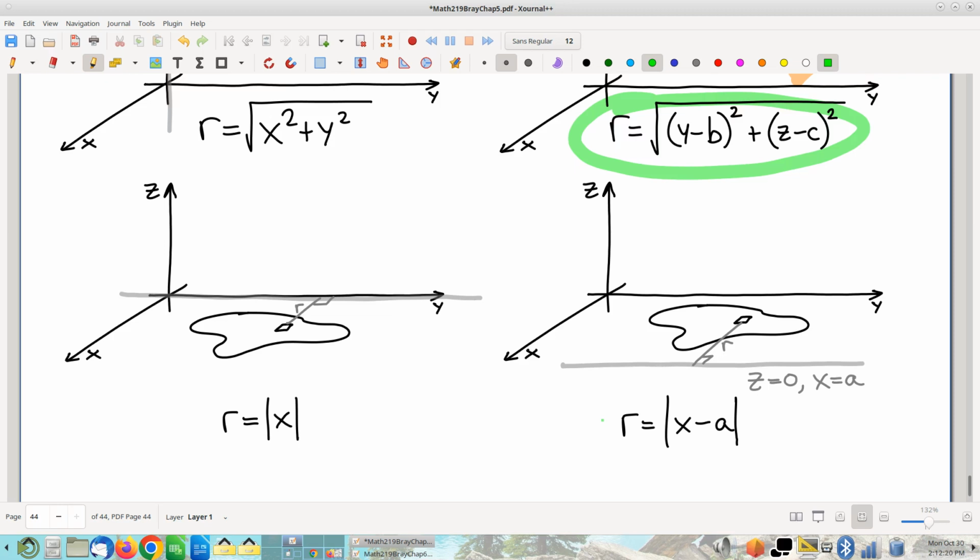Could you just explain where the x minus a comes from? Yeah, sure. Right. So this point. Let's see here. This point here.